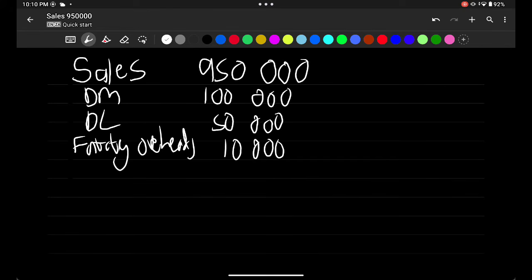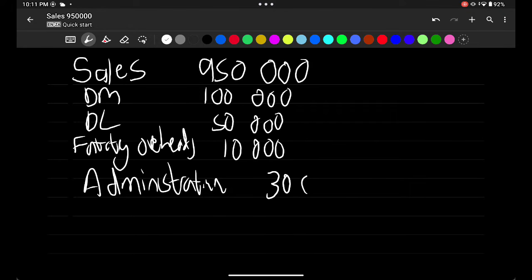And then what else do they give? Okay, they'll tell you administration expense. Well, let's put administration 30,000, and they can give you selling and distribution or whatever, right? Okay, with this we need to make an income statement.